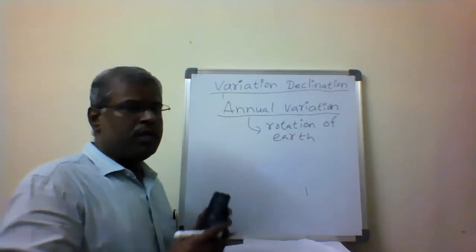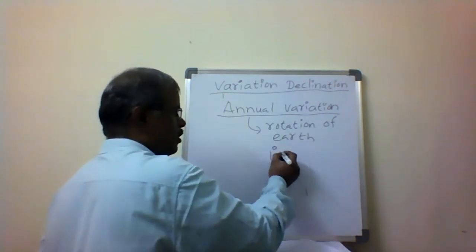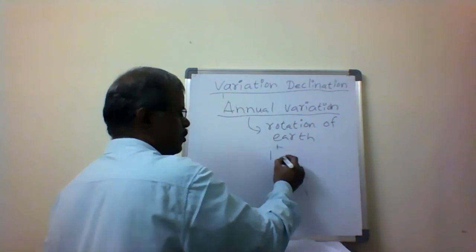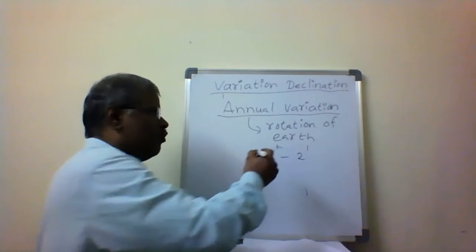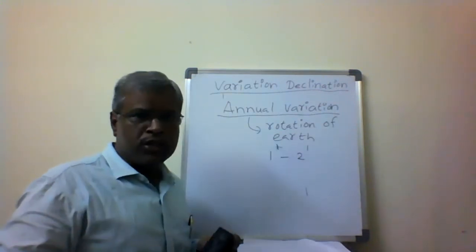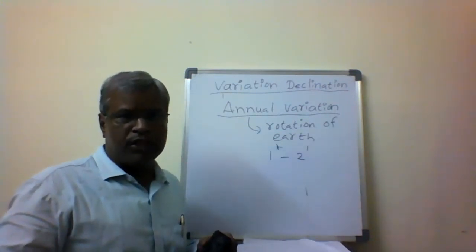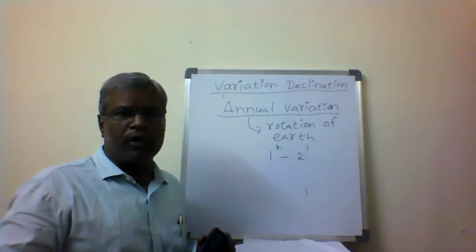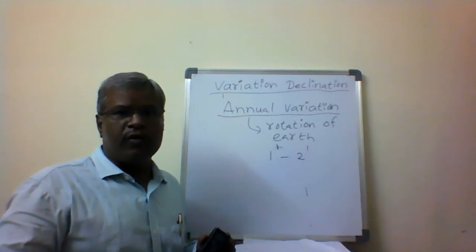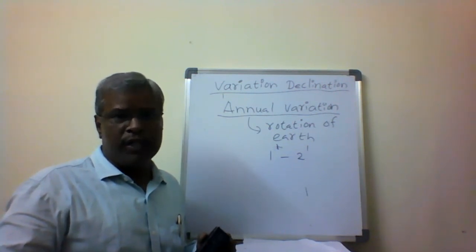So the variation is going to be 1 minute to 2 minutes. How much variation is going to occur after 1 year? That is what we are going to call the annual variation, due to the rotation of the earth around the sun. So it is called the 1 minute to 2 minute variation, and we call it the annual variation.